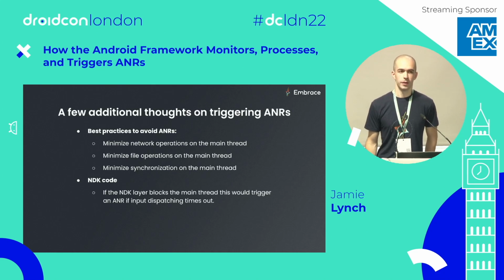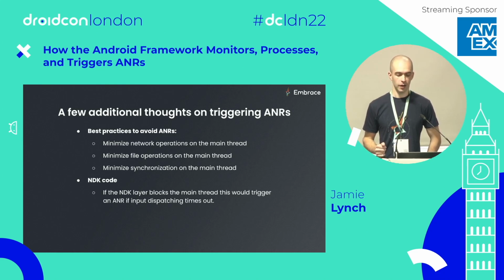So we can recap a little bit about what the guidance is generally to try and avoid ANRs. For instance, you can obviously not do network calls on the main thread. That's a definite no-no. Minimizing file operations and synchronization are also fairly common sense things, but can be tricky to actually implement in practice. One thing that we often spot is NDK code is a bit of a blind spot. If you're writing files from within NDK code on the main thread, that will trigger an ANR regardless, but it can be a little bit harder to actually see.